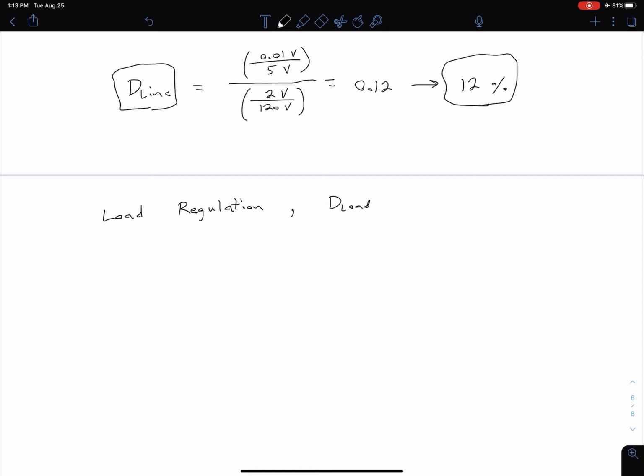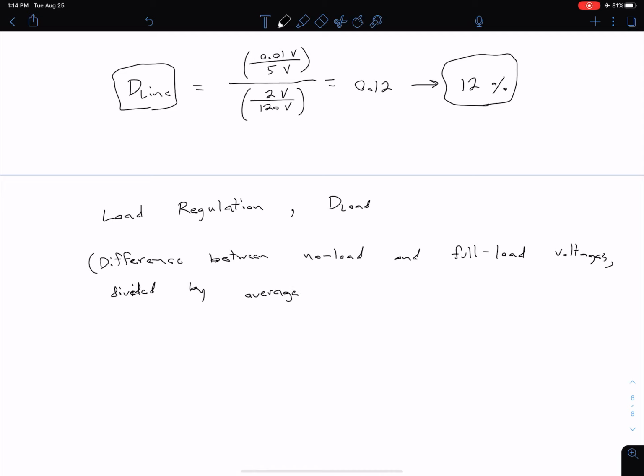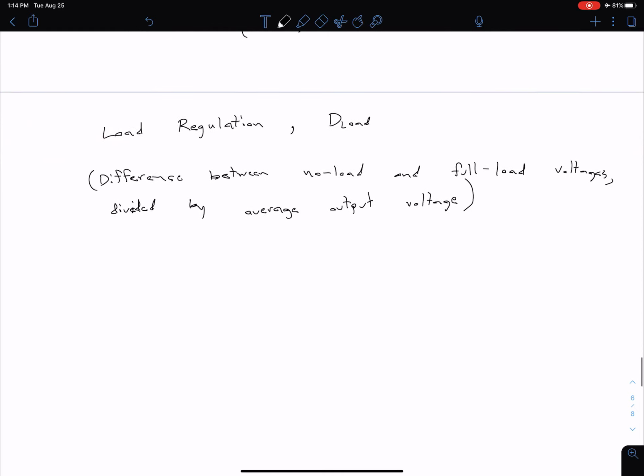So I know that's sort of a lot to say, so let me write down some of that explicitly, and we'll see it more clearly in the equation in a little bit. So it's the difference between our no load and full load voltages, and then we're dividing that difference by our average output voltage. Okay, so if we have all these components in the equation, of course we want to look a little closer at what those conditions are.